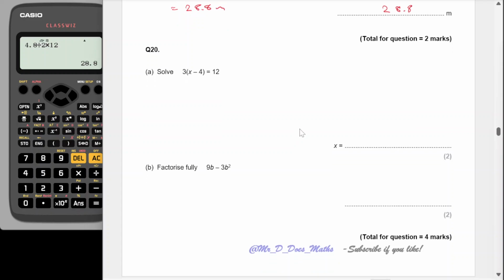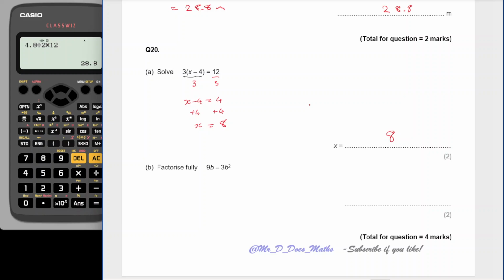Okay, question 20, solve. You've got two options really. You could multiply out the brackets and then solve, but I always find it easier, if you can do it, to divide by the coefficient of the bracket. So if I divide that by 3, I'd get x minus 4, and that's going to be equal to 12 divided by 3, which is 4, and then add 4 to both sides gives me x is equal to 8.